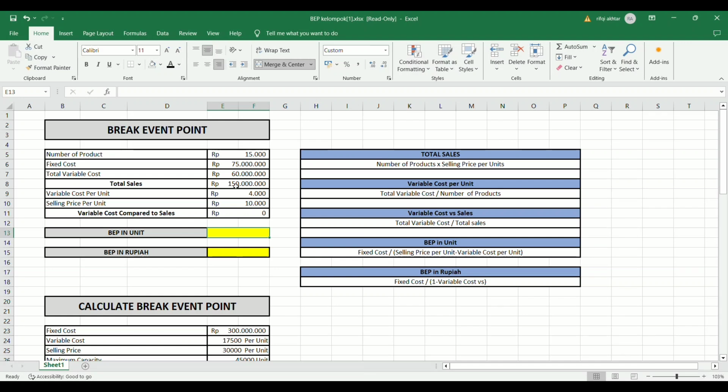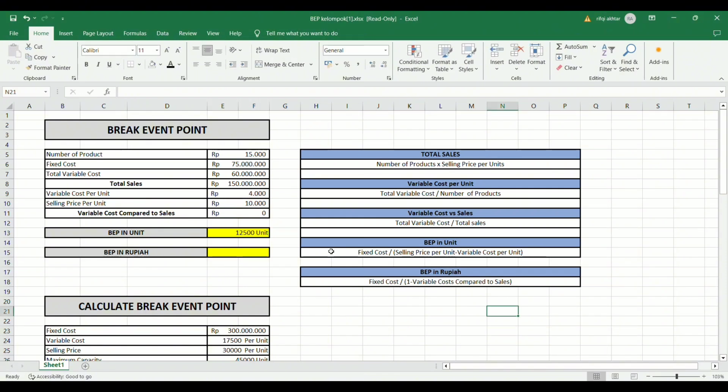Next, we calculate the break-even point in unit. The formula is fixed cost divided by open bracket selling price per unit minus variable cost per unit close bracket, and then enter.